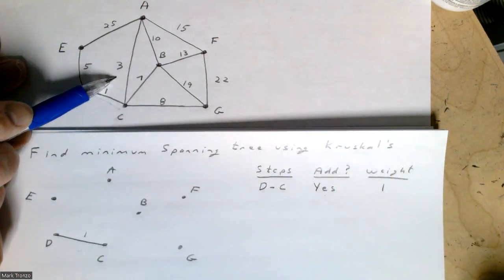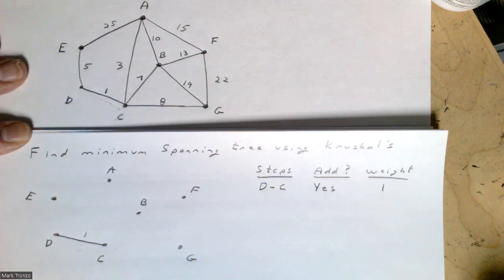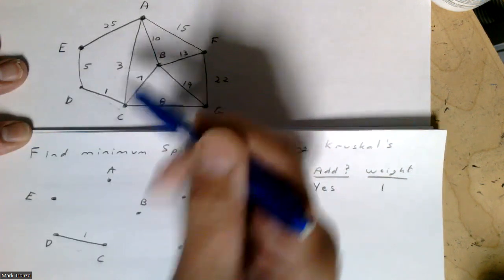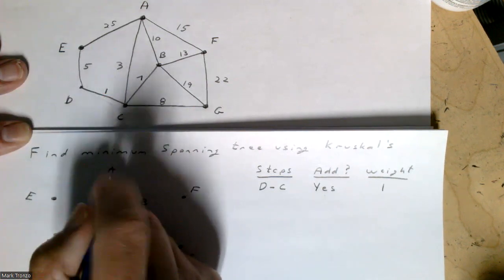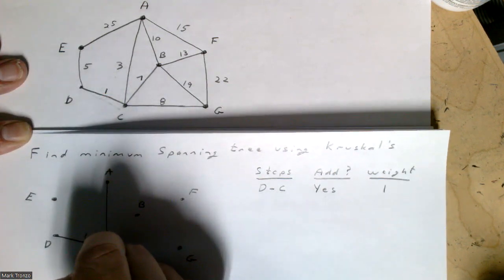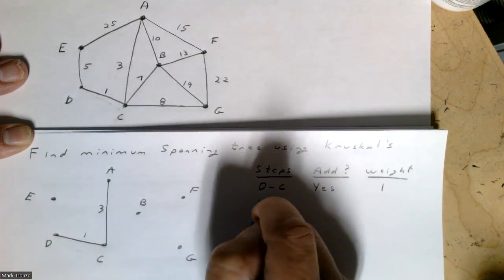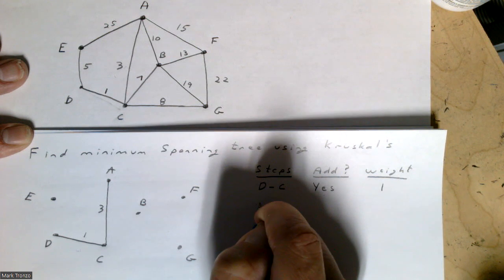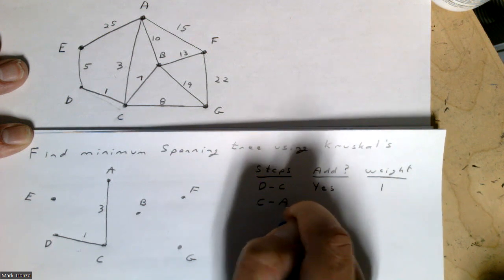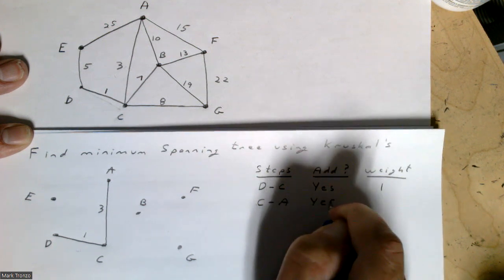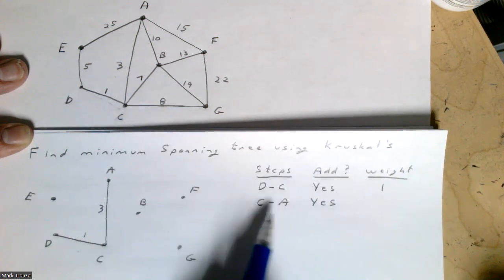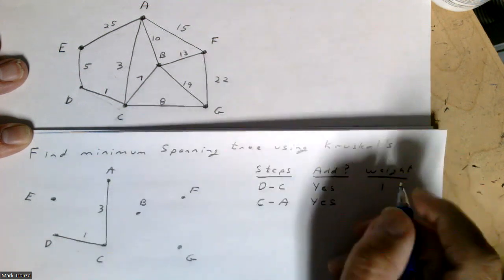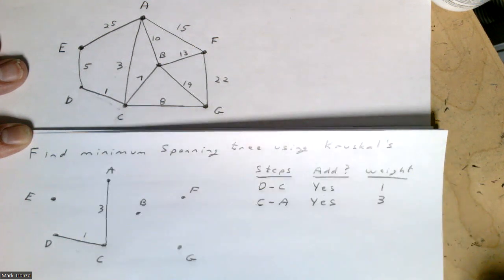Go to the next smallest weight, which is 3 on our graph here. So let's put that one in. You can call that AC or CA, it doesn't really matter. We called that CA. Again, it doesn't really matter what you call these. Same with the first one, we could have called that CD or DC. And so we added that one on with its weight.